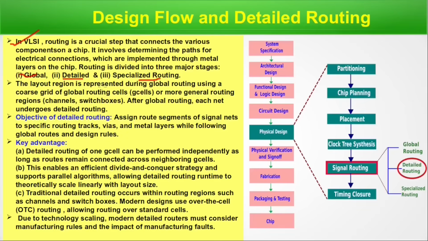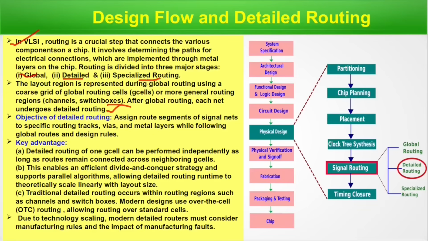The layout region is represented during global routing using a coarse grid of global routing cells, G cells, or more general routing regions, channels, switch boxes. After global routing, each net undergoes detailed routing. So first is global routing, which uses a coarse grid, and detailed routing is more specific about layers, metal layers, vias, at which layer it will get connected, and which pin will go to which layer. Detailed routing is much more specific about routing tracks, vias and metal layers.